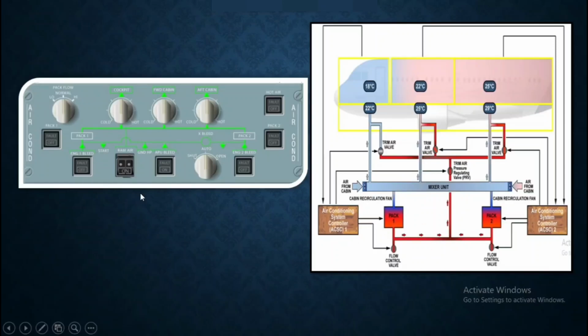And this is for engine bleed. Once the engine bleed will be on only. If you want to off, you can off, depending on the condition of MEL. So this is all about the back panel.